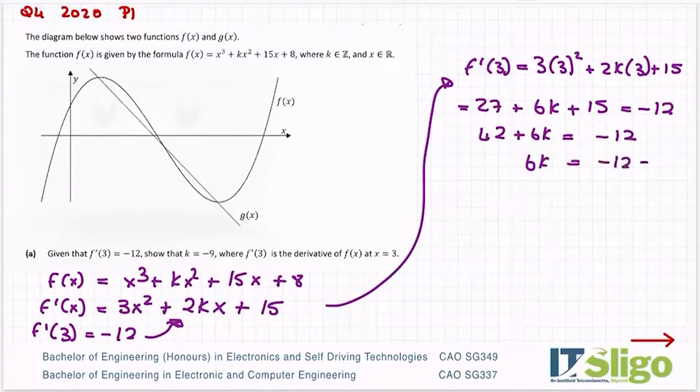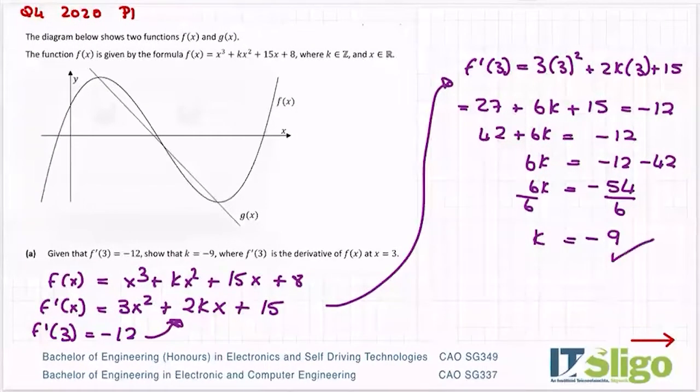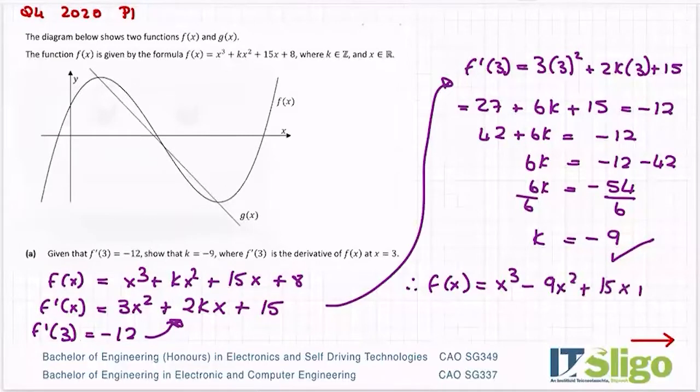Letters to one side, numbers to the other. Minus 42: minus 12 minus 42 is minus 54. Divide both sides by 6. 9 6s are 54. Okay, so that is k being shown to be equal to minus 9. So therefore our original f of x would be x cubed minus 9x squared plus 15x plus 8. Okay, all I did there was sub in the minus 9 for the k. Okay, so that was part A.